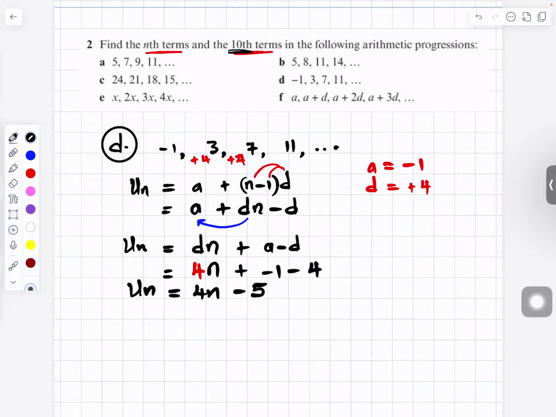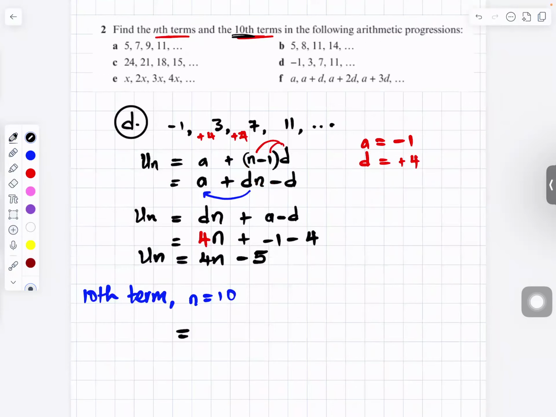And it says find the 10th term. So for the 10th term, it means put n equals 10. So when you sub in n equals 10, that will be 4 times 10 minus 5, which is 40 minus 5. 4 times 10 is 40, minus 5 gives you 35.